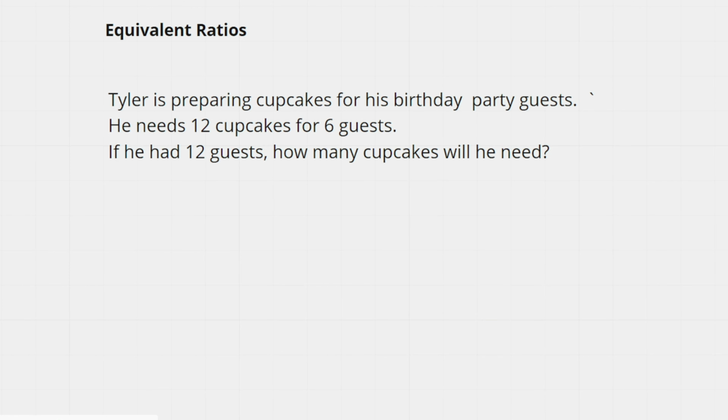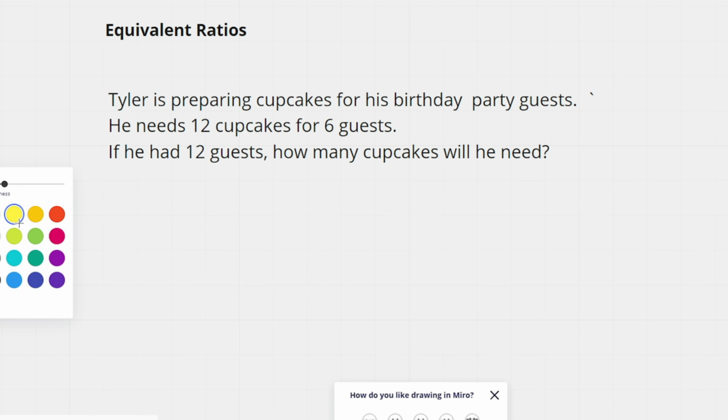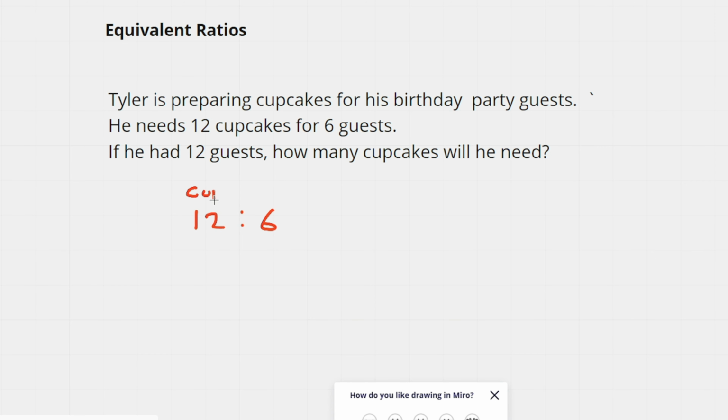Let's take a look at another word problem. Tyler is preparing cupcakes for his birthday party guests. He needs 12 cupcakes for 6 guests. If he had 12 guests, how many cupcakes will he need? Let's write out the ratio of cupcakes to guests. It will be 12 to 6. That's the number of cupcakes and the number of guests.